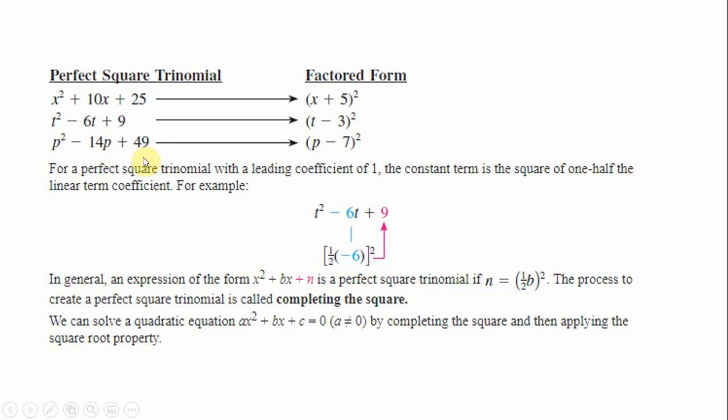Again, is this a perfect square trinomial? I take the square root of 49, I get 7. I double it, there's the 14. I just need to put the negative, and I can write this as negative, p minus 7 squared. Okay.